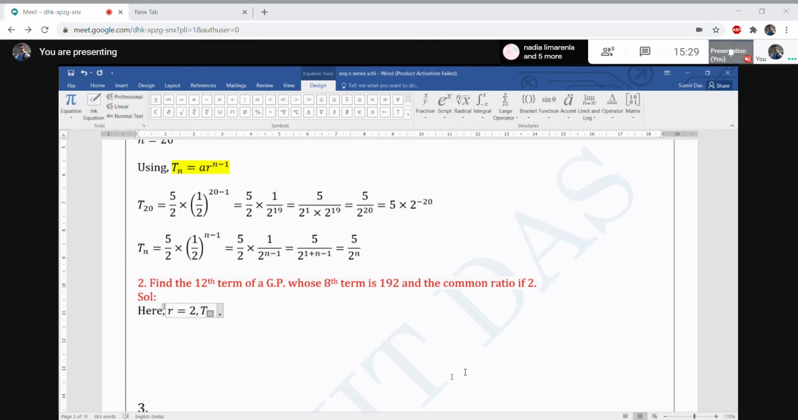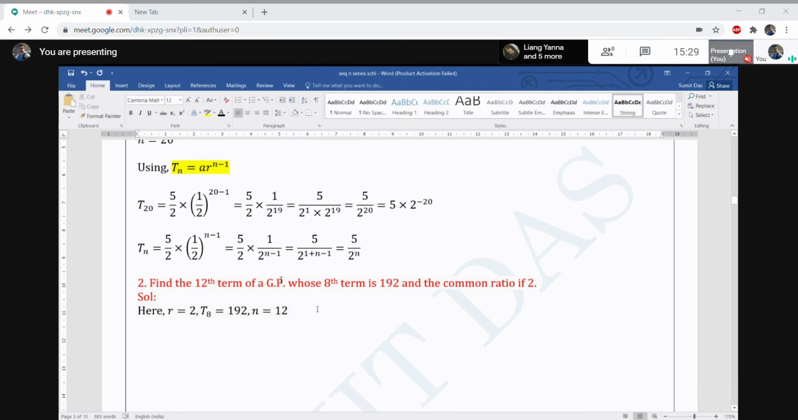T8 is given, 192. We have to find the 12th term. So what is missing here? For the 12th term we can take small n equal to 12. But what is missing? The first term is missing, right? So we have to find the first term, and we'll find it from T8 equal to 192.